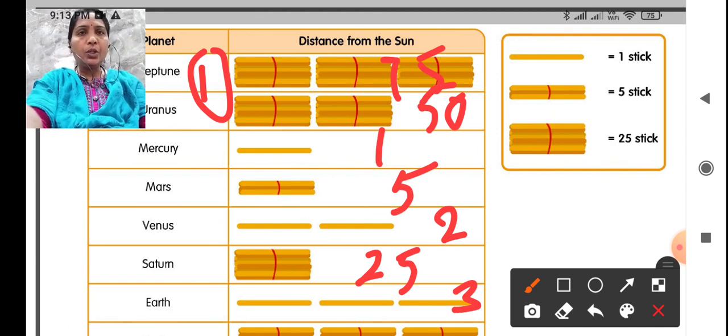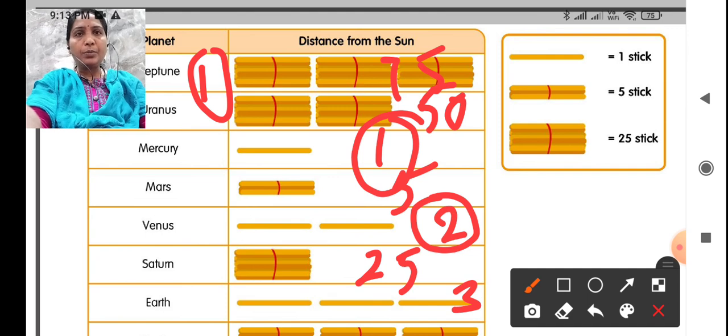So according to this list, you can identify now which planet is very close to the sun. That is none other than Mercury. Mercury has only 1 stick, so that's why it is very close to the sun. And the next one is Venus. Why? Because it has 2 sticks. So the next position is Venus.